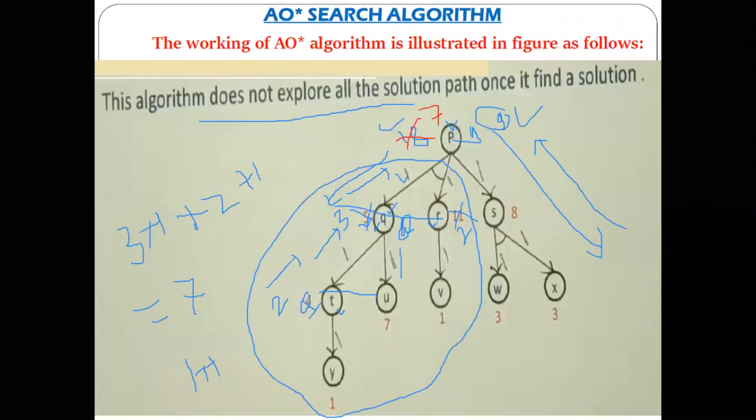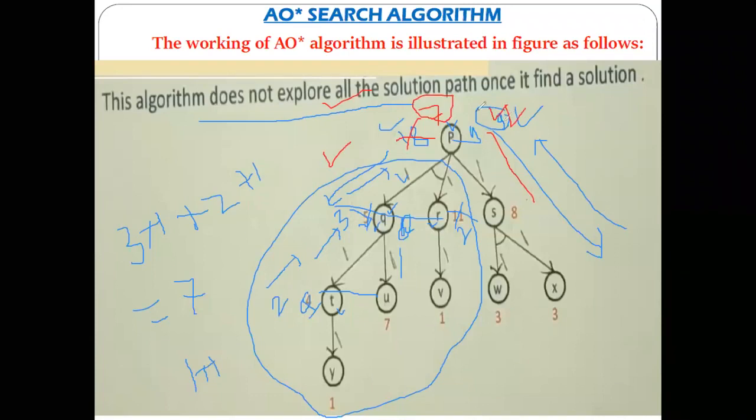Once you get a solution, it does not explore all the solutions. Yes or no? Because even if you stop after getting this solution of 9, there is a chance, as we have proved, that we may get a value less than 9, that is 7. And in that case, AO star is not giving us the optimal solution.